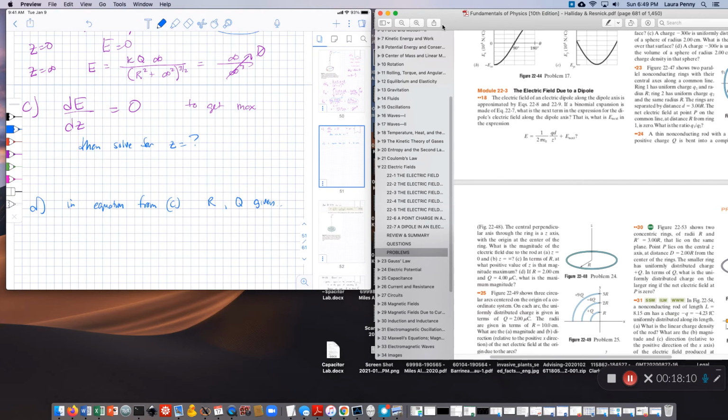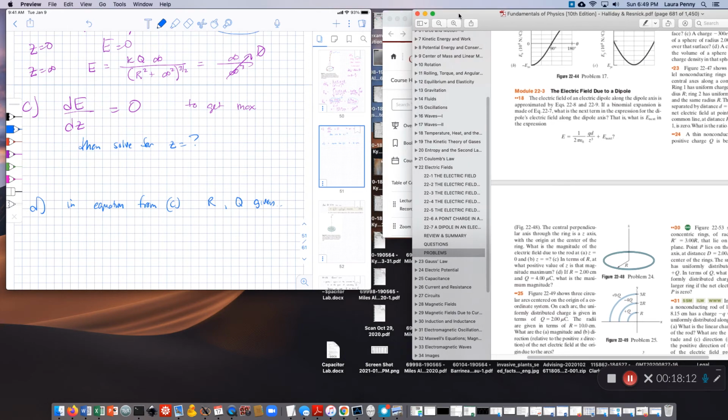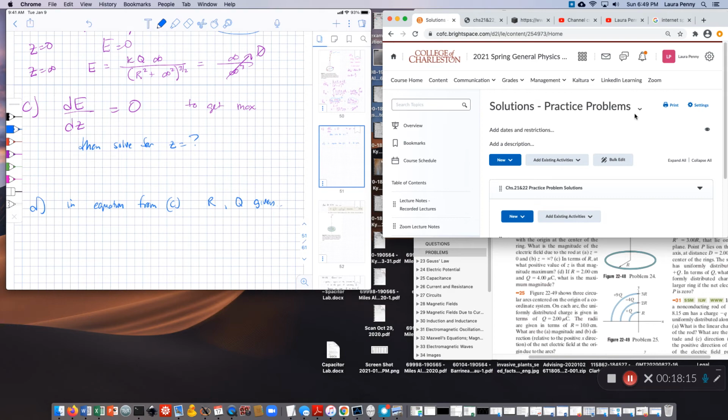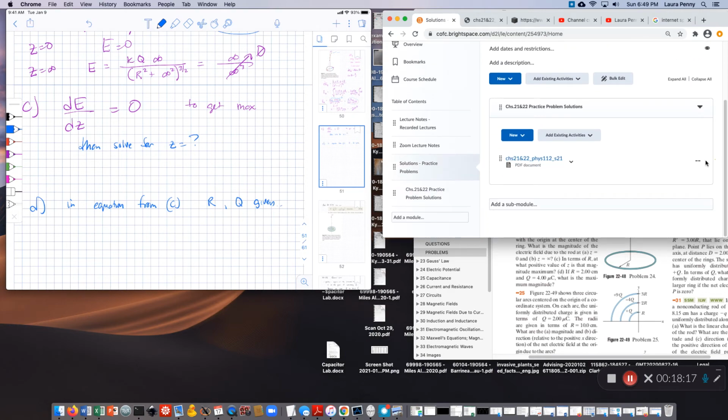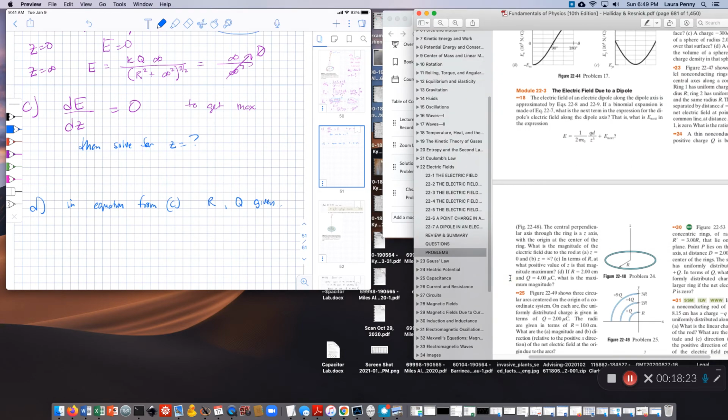I will point out that I did put on our OAKS page earlier today my solutions, or scanned version of my solutions for the practice problem. So you can look at my answer to number 24.